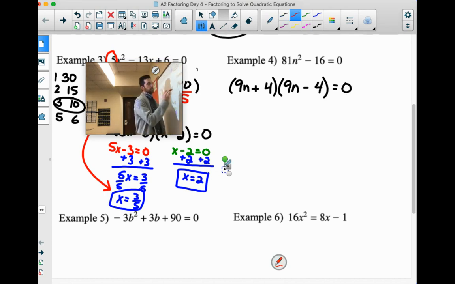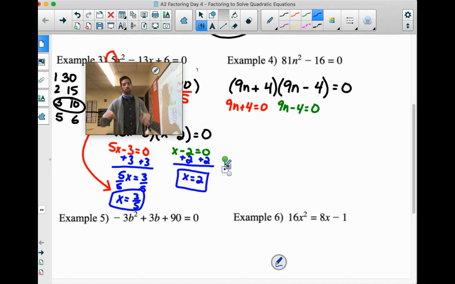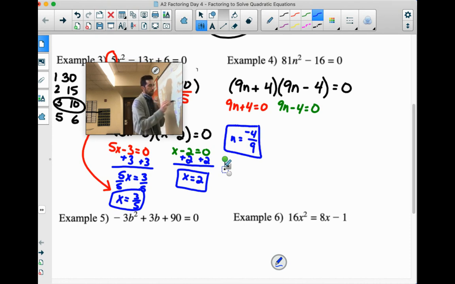Now you could set up your two equations here, and you could show your work for all of them. Highly recommended. But kind of think of the two steps that you would be doing in your head. What would you do with the plus 4? You would subtract 4. And then what would you do with the 9? You would divide by 9. So we'd have n equals negative 4 ninths.